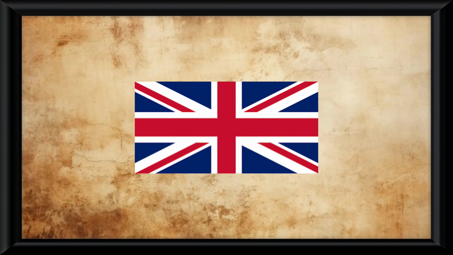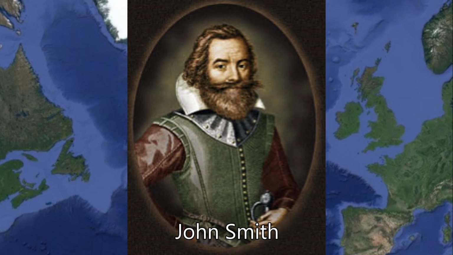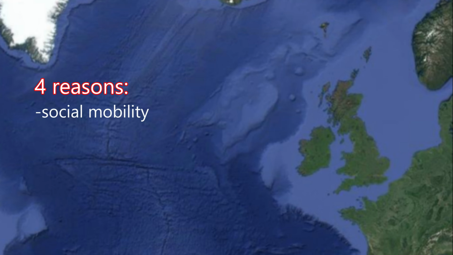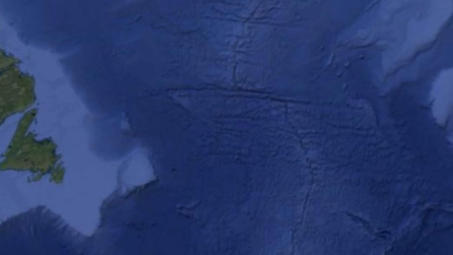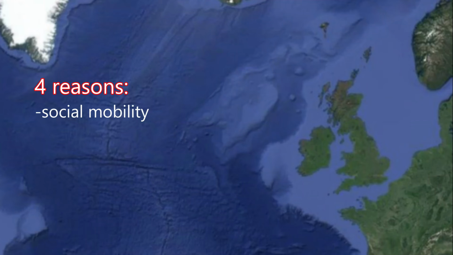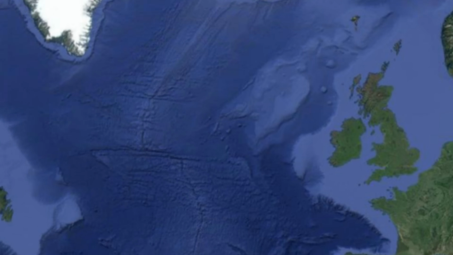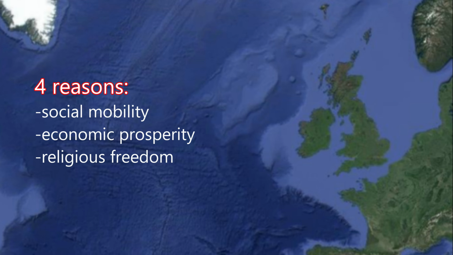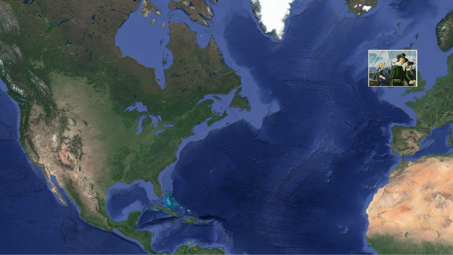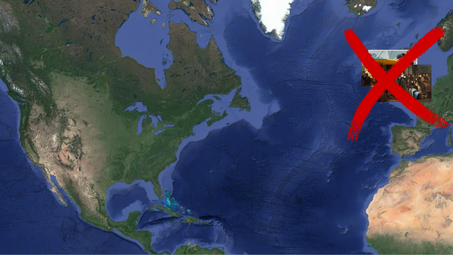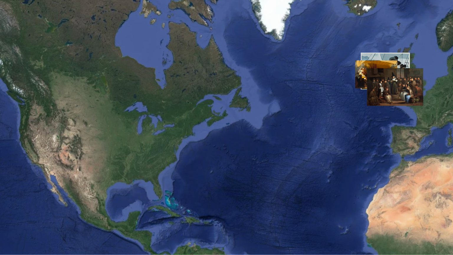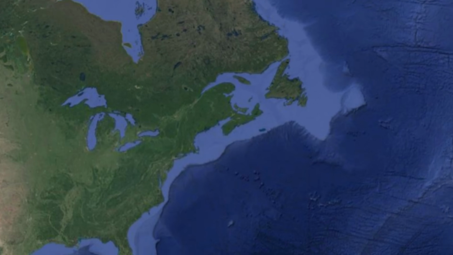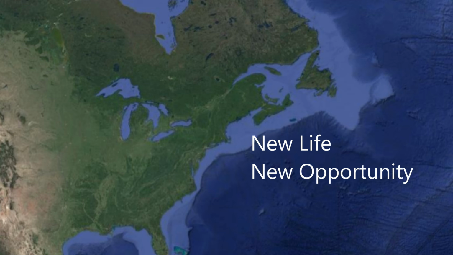And finally, the English. English men and women migrants like John Smith and John Winthrop were attracted to the New World for 4 reasons. First was social mobility, as they believed they could potentially raise their social standing moving to the New World. Next was economic prosperity, as colonists believed the Americas were a gold mine where they could potentially grow wealthy. Third was religious freedom, as groups like Puritans, Pilgrims, and Quakers were being persecuted in Europe, and especially England, causing them to seek new grounds to worship freely. And finally, improved living conditions, as the colonies offered a new life and new opportunity that could be better than living in Europe.